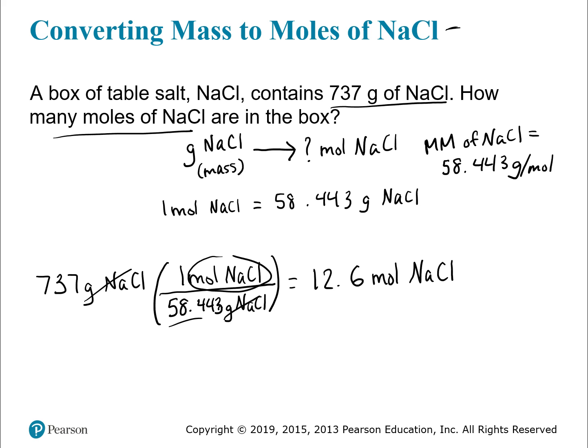And yes, again, sig figs have come back. We've got 3 sig figs here, and we've got 5 in our molar mass. Since we're doing multiplication and division, that means the number of sig figs matters. We've only got 3. That's our lowest number of sig figs, so that's what we report.